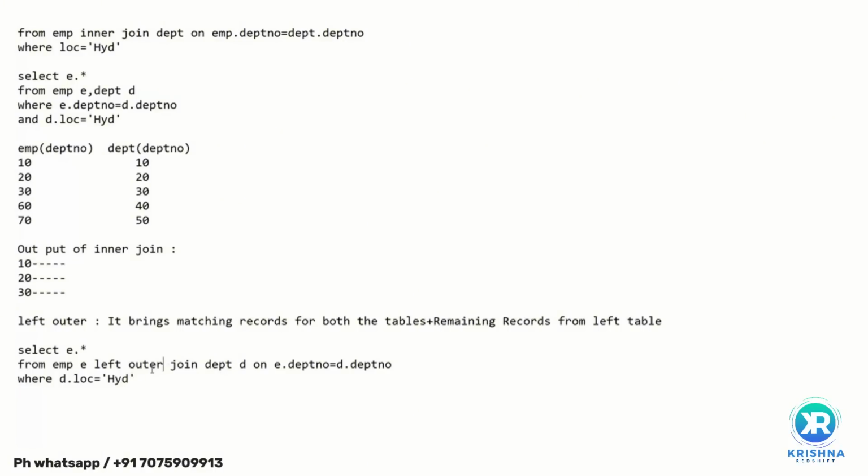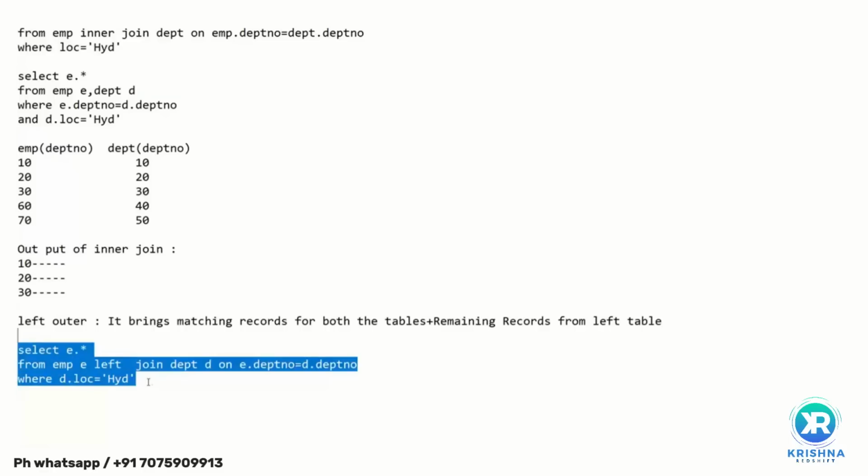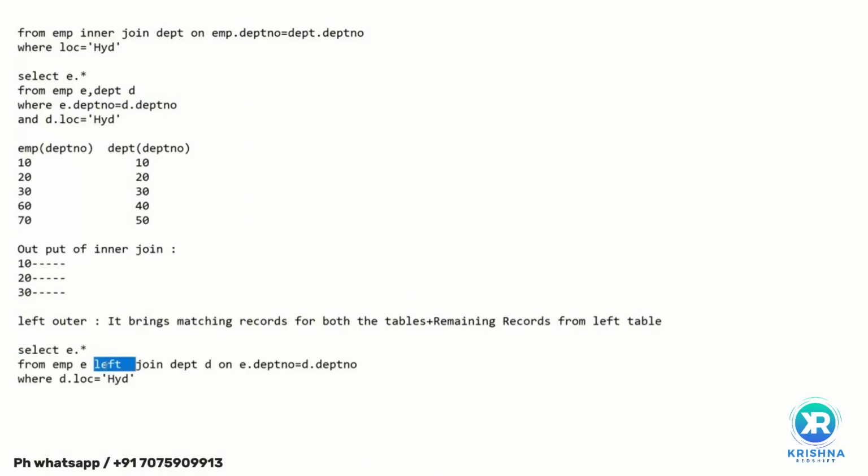Okay, so generally we are experienced, right? So we just write emp left join dept on e dot dpt number equals d dot dpt number, where d dot location equals Hyderabad. That's it. This is left join. See, very simple. In inner join you will use inner join. In left join you use left join.